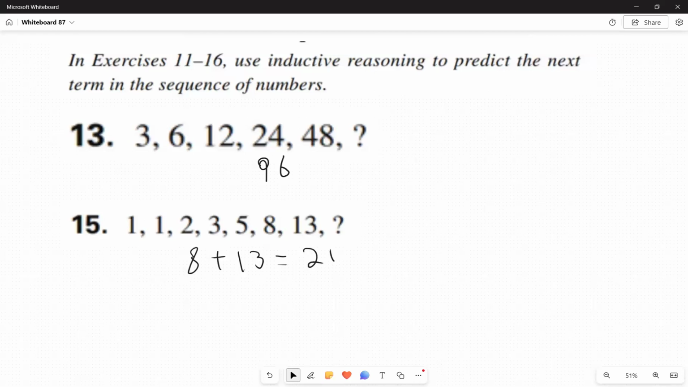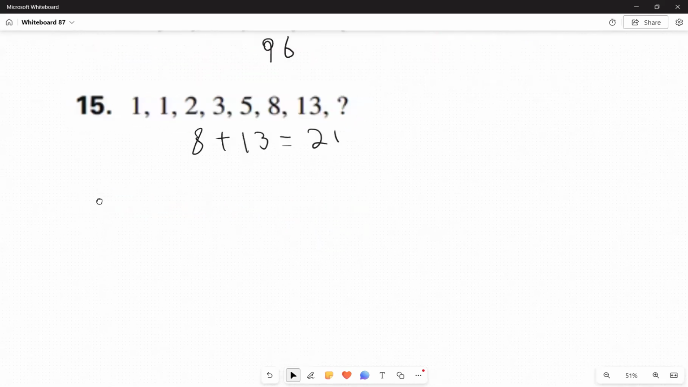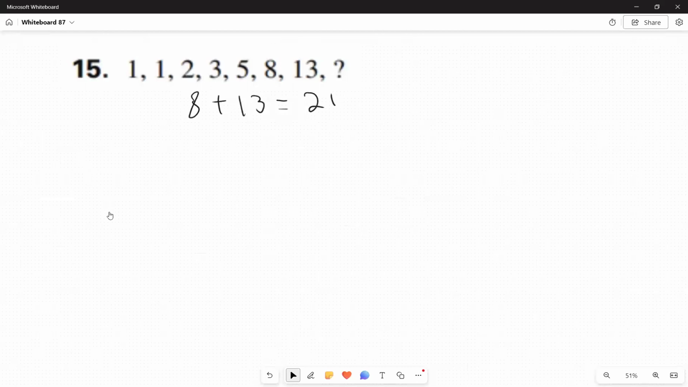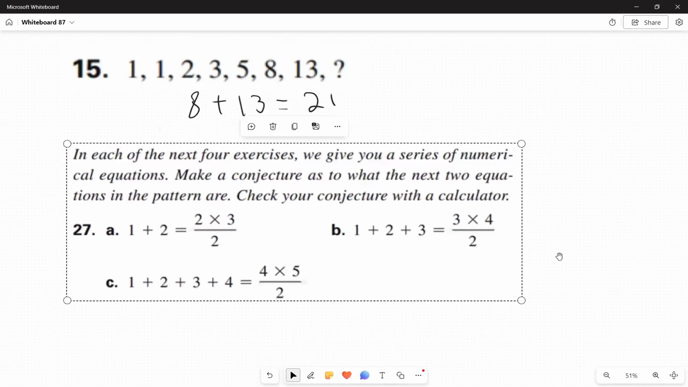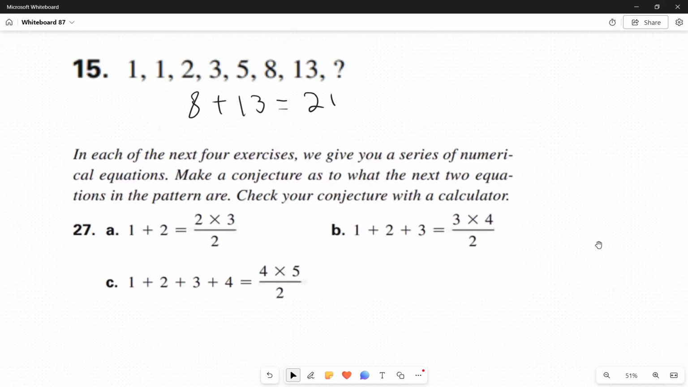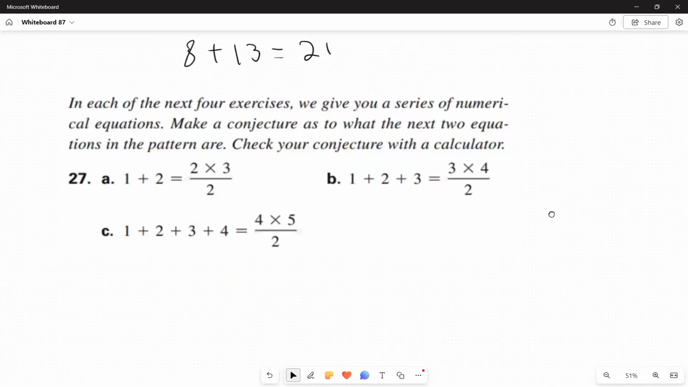And one more example of inductive reasoning. We're doing number 27. In the next exercise, I'm only doing number 27. We give you a series of numerical equations. Make a conjecture as to what the next two equations in the pattern are. Check your conjecture with a calculator.